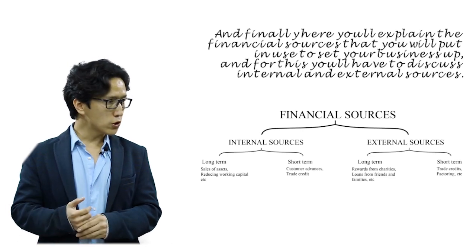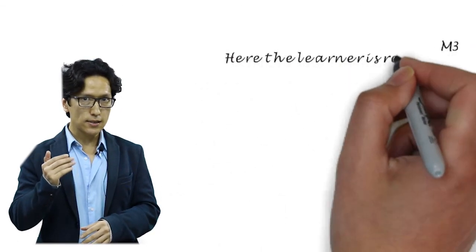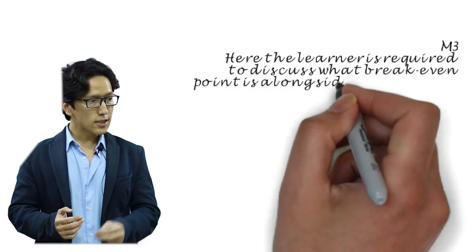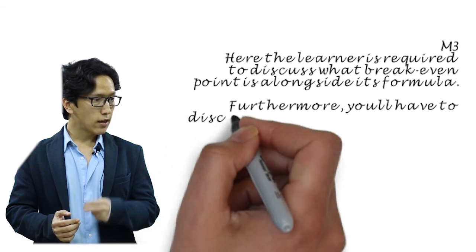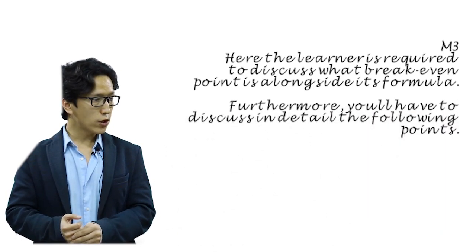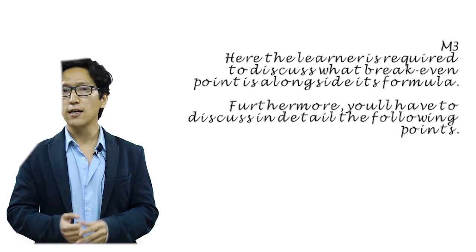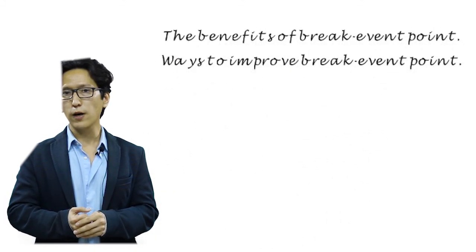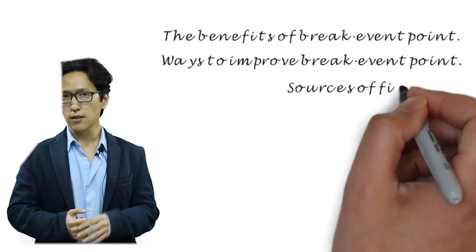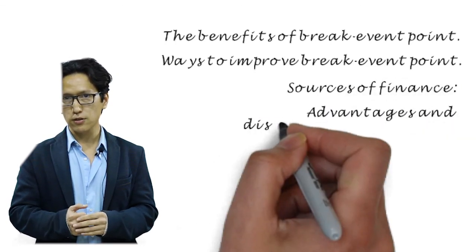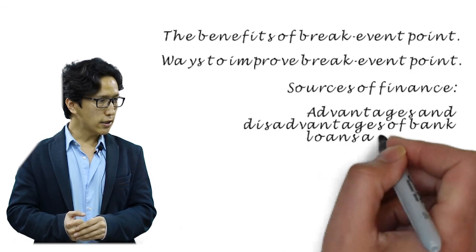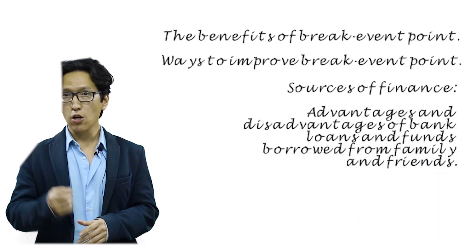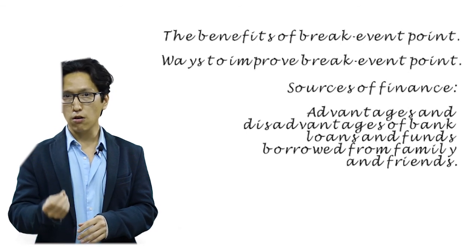Now, we move on to M3. Now, under this assessment criteria, candidates are required to discuss the break-even point alongside the formula. Furthermore, you'll have to discuss things such as the need for a break-even point. You might want to discuss the advantages and disadvantages of break-even point. In addition, you might want to write the advantages and disadvantages of various sources of finance.